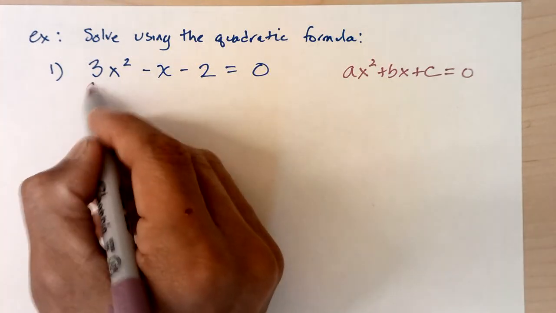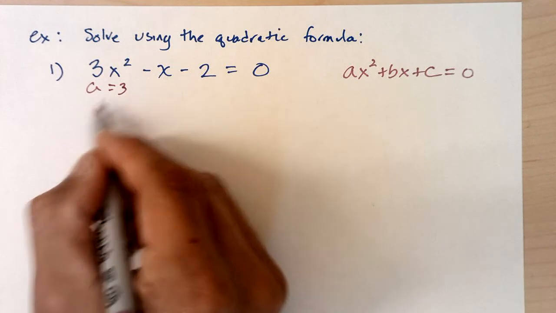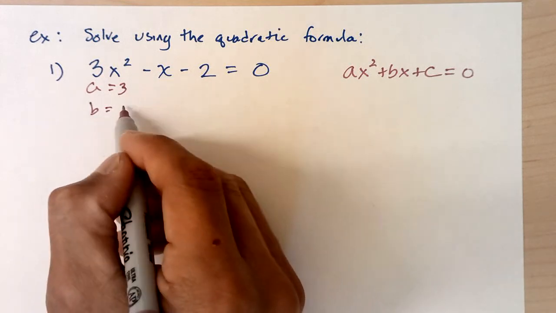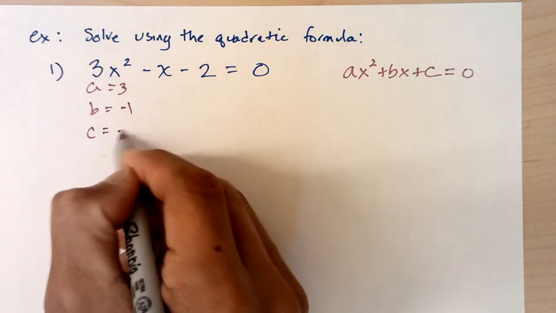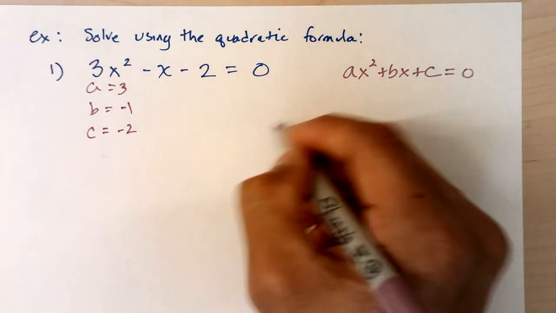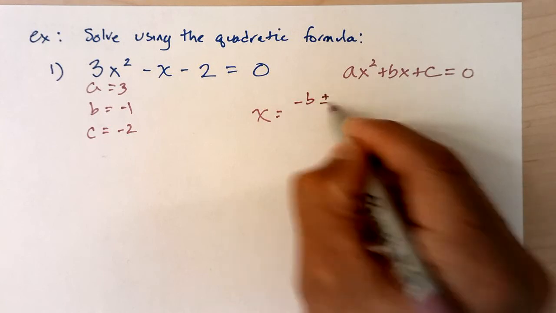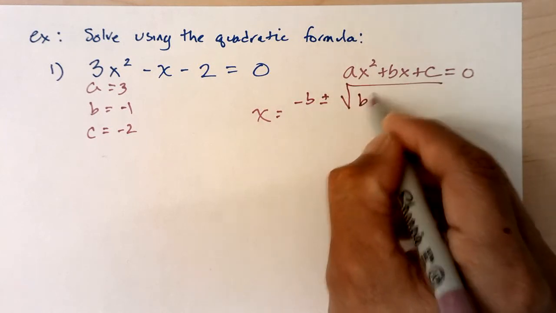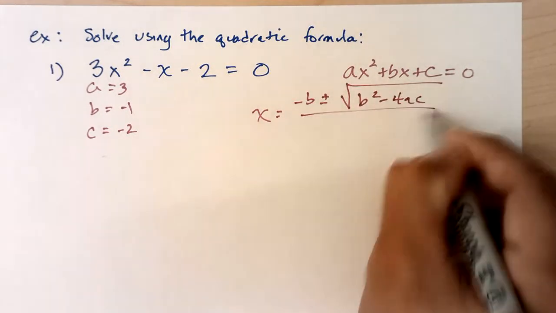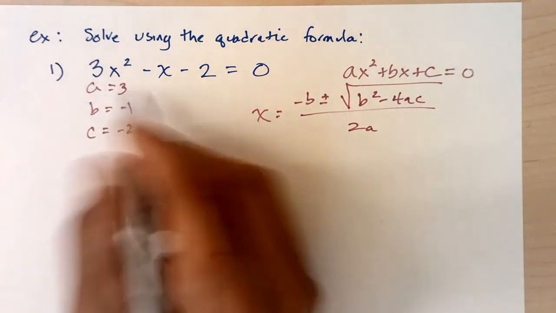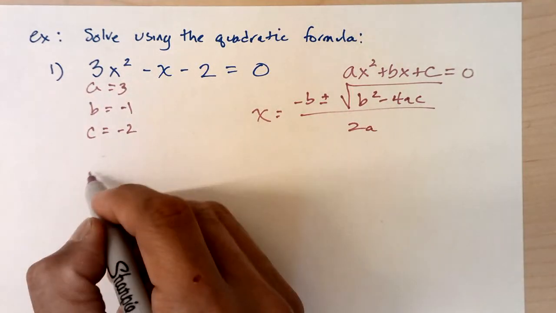Okay, so we figure out a is 3, b is what's in front of x, so it's -1, and c is -2. Then I can go to the quadratic formula. If you don't have it handy, take a look in your notes. The opposite of b plus or minus the square root of b squared minus 4ac all over 2a. So I'm using that to plug these numbers into the quadratic formula.